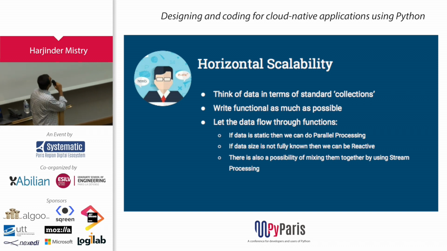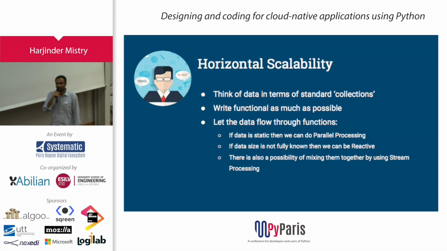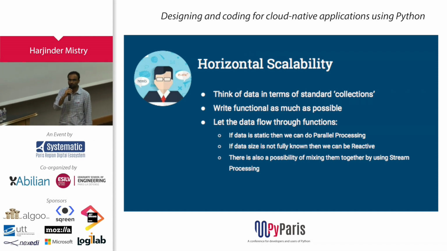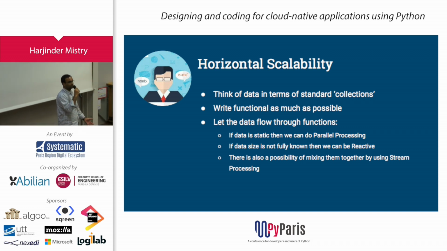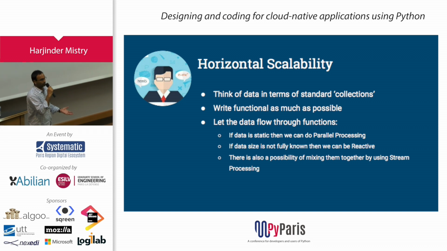He tells we should look into data in terms of collections, like standard collections, which helps us writing lambda and functional. We should write more functional. By functional, I mean being more stateless, being more immutable. Then the data actually flows through this set of functions. That's when the data pipeline happens. There are actually three opportunities for doing parallel stuff.